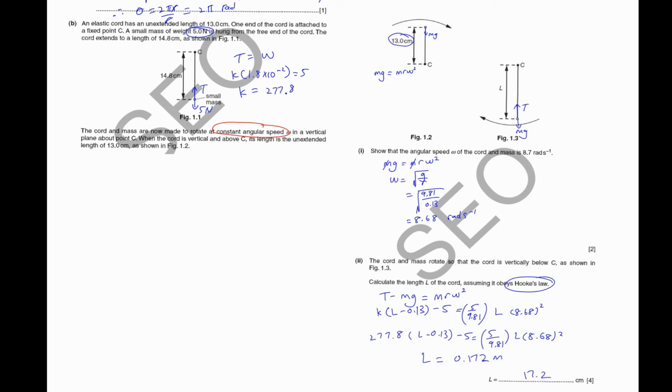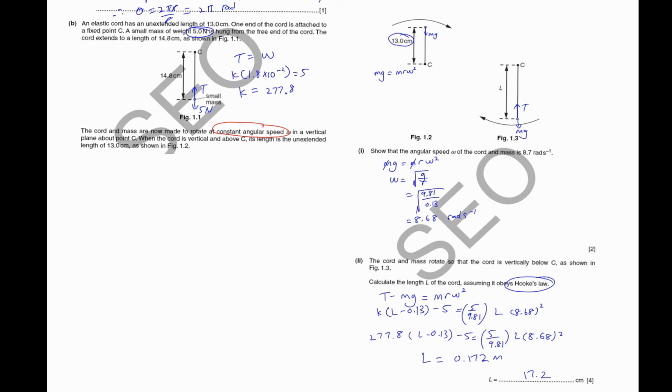Now what is my k? I don't know. But my x, I can take the total length of the chord minus its original length, 13 centimeters. So L minus 0.13 will be the extension. You agree now? So k(L − 0.13) minus the weight, which is 5 newtons, equals m. Now, how to get the m is weight over 9.81, because they give you the weight is 5 newtons here. So you divide by 9.81, you get the mass. The radius of the circle is L, because this is the length of your chord, which becomes your radius of the circle. Omega can use back. So you'll notice you're almost there.